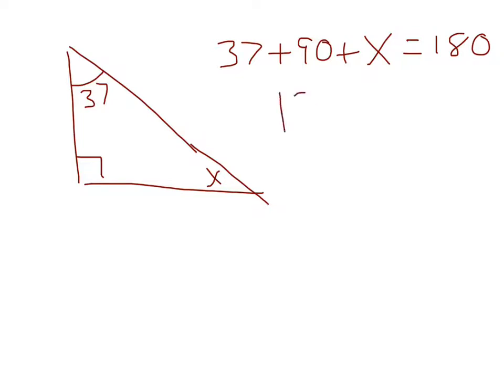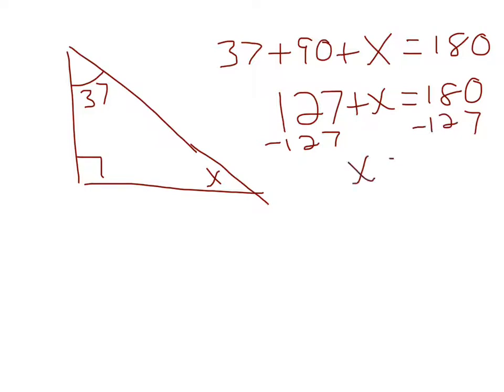We know that 127 plus x equals 180. We can subtract the 127 on both sides, and we can find out that x equals 53 degrees. Okay. Now that was pretty simple to solve. We knew two of our angles, and so we had no trouble finding the third.